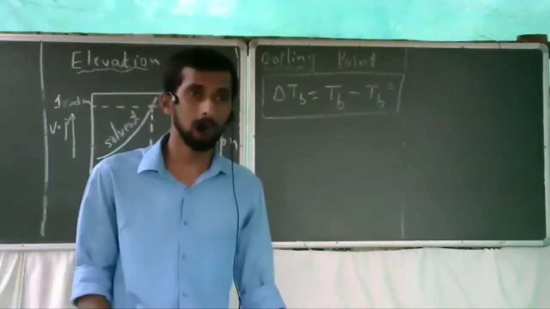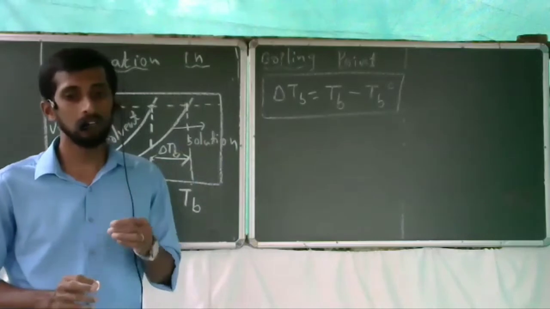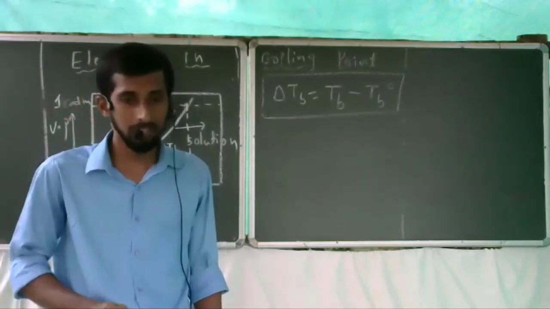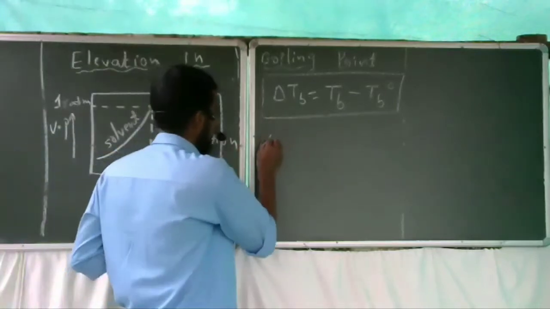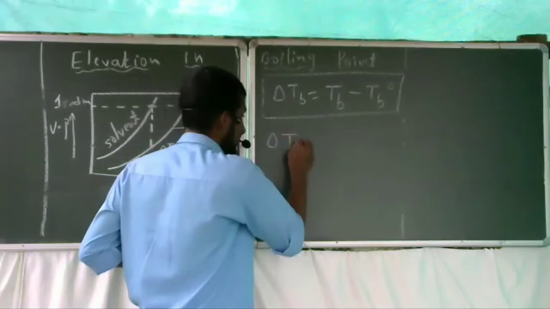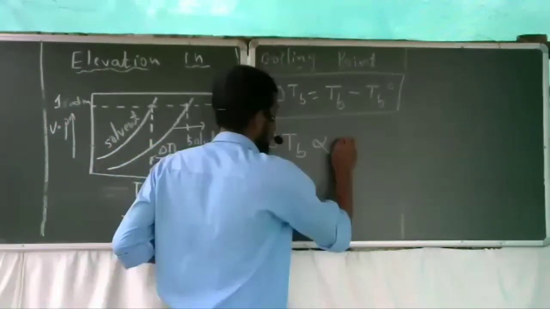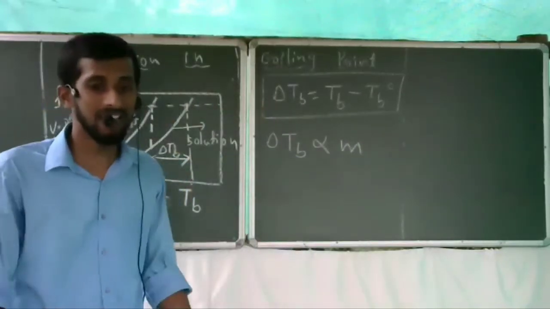What are colligative properties actually? Properties of a dilute solution which depend only on the number of particles present in the solution, not on their nature, right? So experimentally it is found that delta TB, the elevation in boiling point, is directly proportional to the molality of the solution, that is a small letter m.